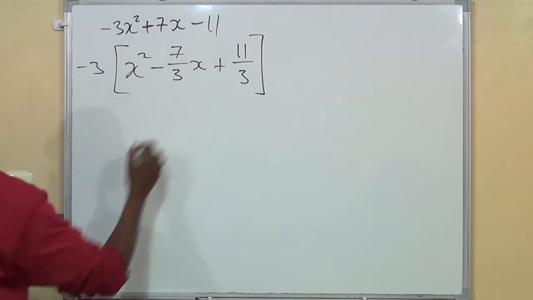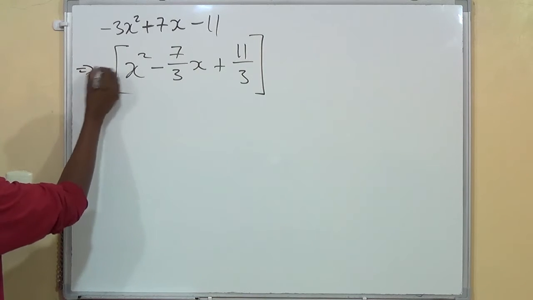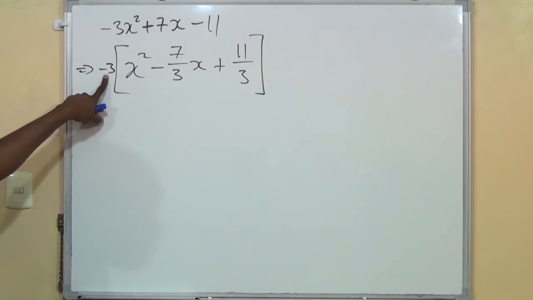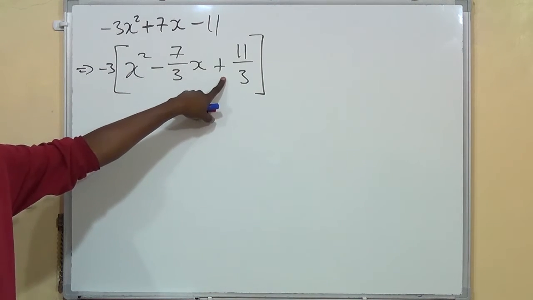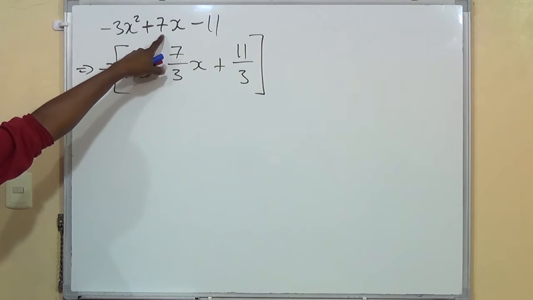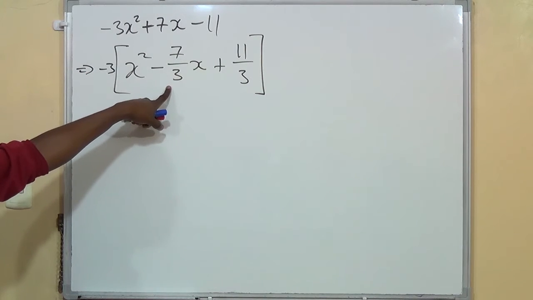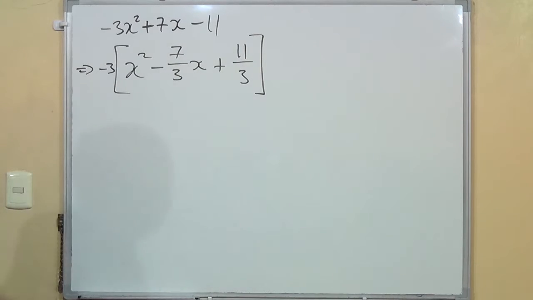So what we did here is that you're remembering, of course, that when you take a negative quantity out as the common factor, the signs inside the bracket will change. Alright? So you take minus 3 from 7, you divide plus 7 by minus 3, you're left with minus 7 over 3. You divide minus 11 by minus 3, you're left with plus 11 over 3.